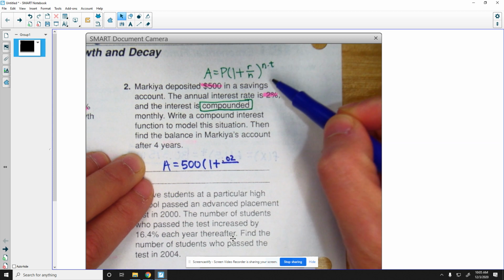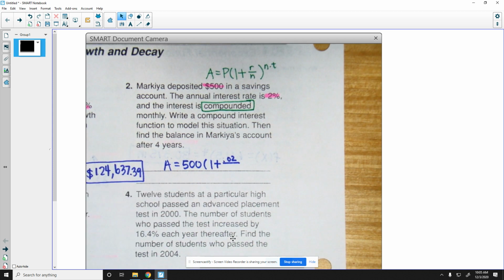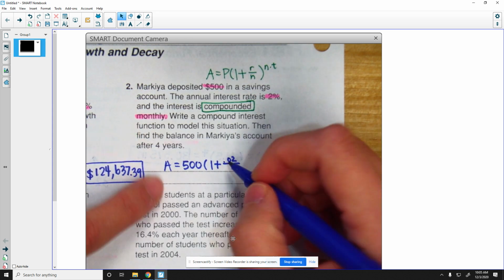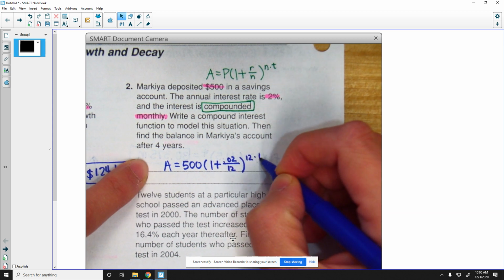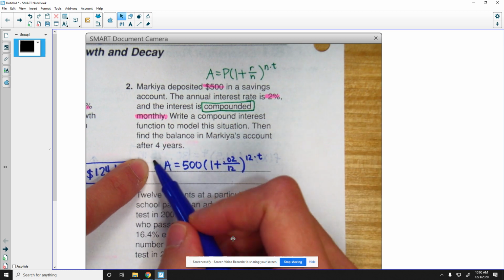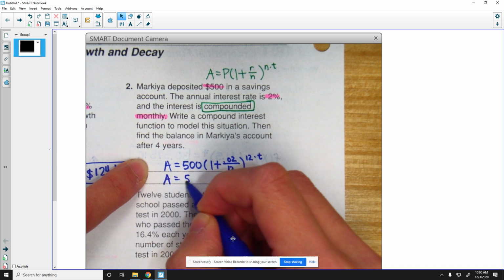Okay, here's the hard one. What is N? Everyone always forgets what N is. 12. Okay, so please remember, N stands for how many times a year? If it says compounded monthly, there are 12 months in a year, so it's 12 times a year. And then N we said was 12, and then times T. Good. Now it looks like we want to find the balance after 4 years, so I'd be plugging in 4 for T.